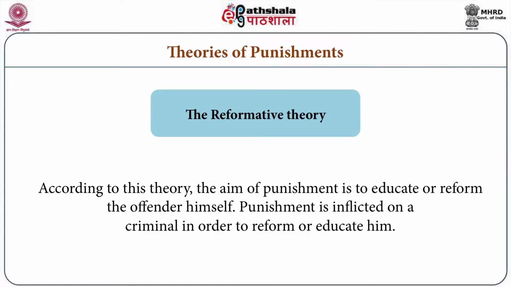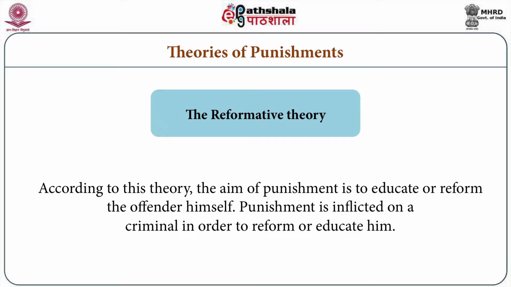The second theory attempts to address this problem of the deterrent theory, and it's referred to as the reformative theory. Now, according to this theory, the aim of punishment is to reform or to educate the offender himself.